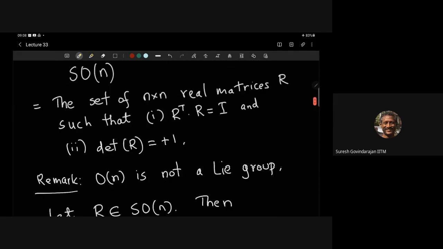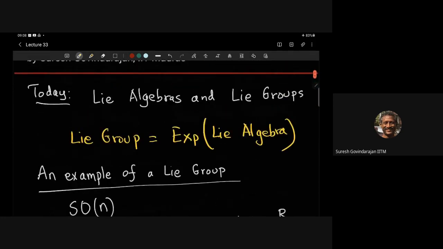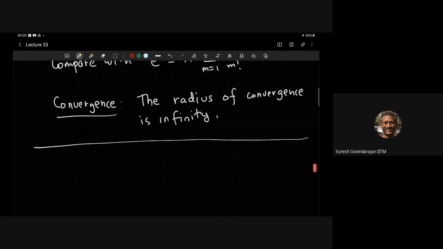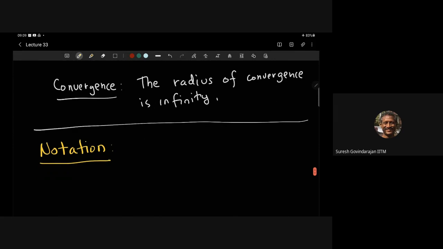Okay, so this is an example of this formula here. An arbitrary element of the Lie group is R, and an arbitrary element of the so-called Lie algebra is an antisymmetric matrix. Okay, so we haven't defined the notation yet. The idea here is uppercase letters for the Lie group, and lowercase letters for the Lie algebra.